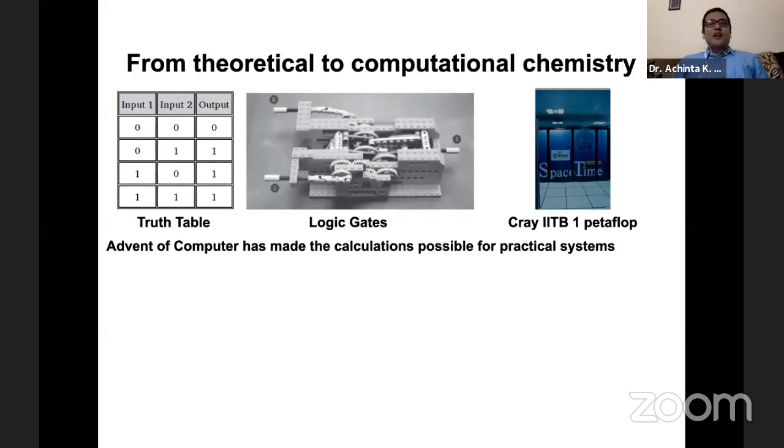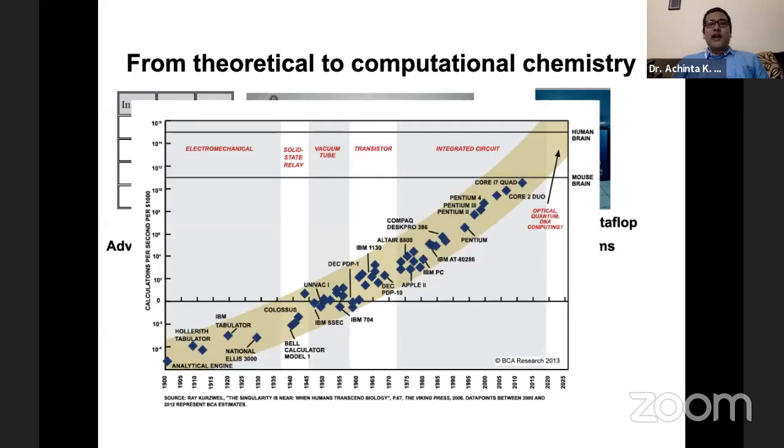So computers have become tremendously powerful today, and all of us know Moore's law, which approximately translates to: every two years, the number of transistors in a chip doubles. At the same time, the price drops. So the way computers have become cheap, it's amazing.